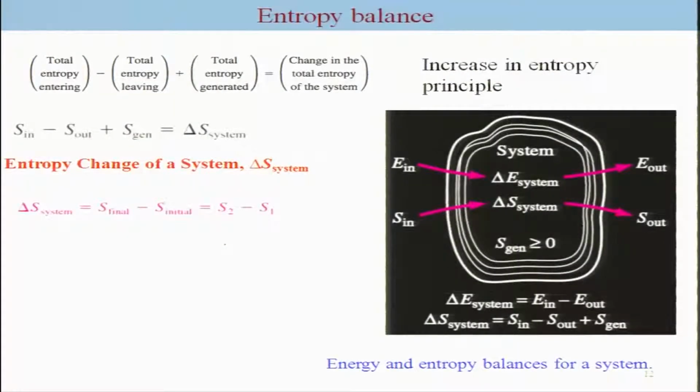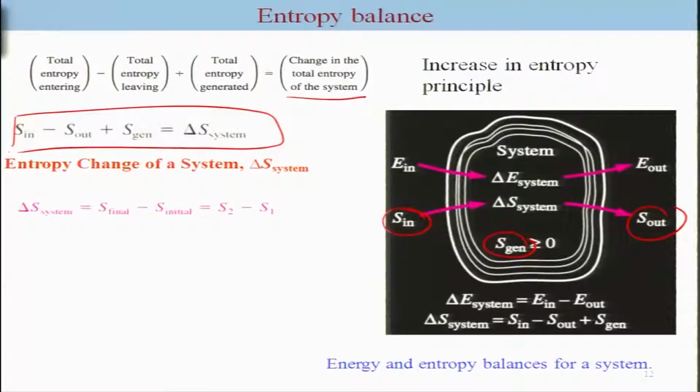Okay, so let us focus now on the entropy balance. Okay. Now, entropy balance for a given system can be represented in this schematic form, where the total entropy entering, which is S in, minus total entropy leaving, plus total generation should be the change in the total entropy of the system. Okay. In other words, in a simpler way, S in minus S out plus S generation is equal to delta S system, and this is basically nothing but the increase of entropy principle. Okay. Whereas delta S system is nothing but S final minus S initial.